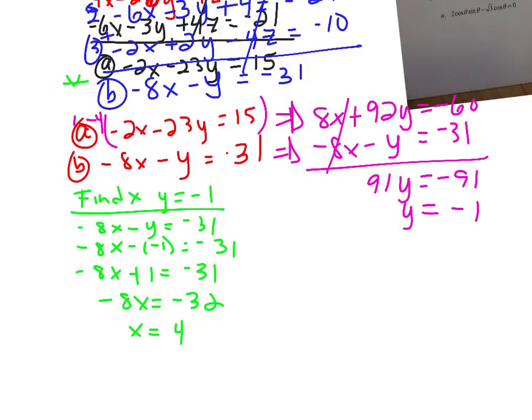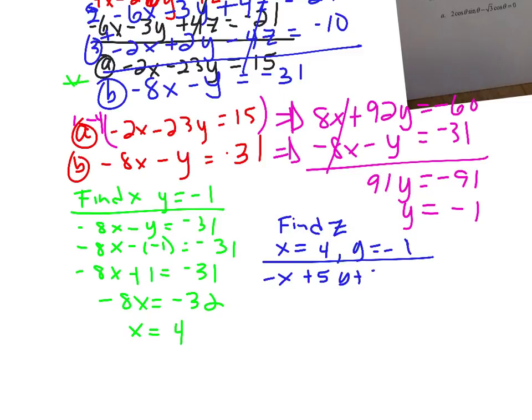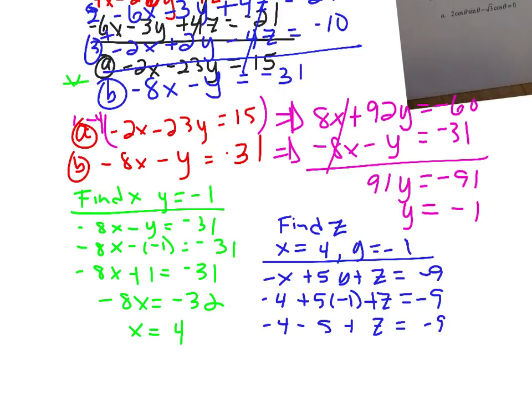So you have to plug it into one of the originals. And I'm going to plug it into the first one. So this is find z when x is equal to 4 and y is equal to negative 1. So I'm plugging it into negative x plus 5y plus z equals negative 9. So I have negative 4 plus 5 times negative 1 plus z equals negative 9. Negative 4 minus 5 plus z equals negative 9. So I get negative 9 plus z equals negative 9.